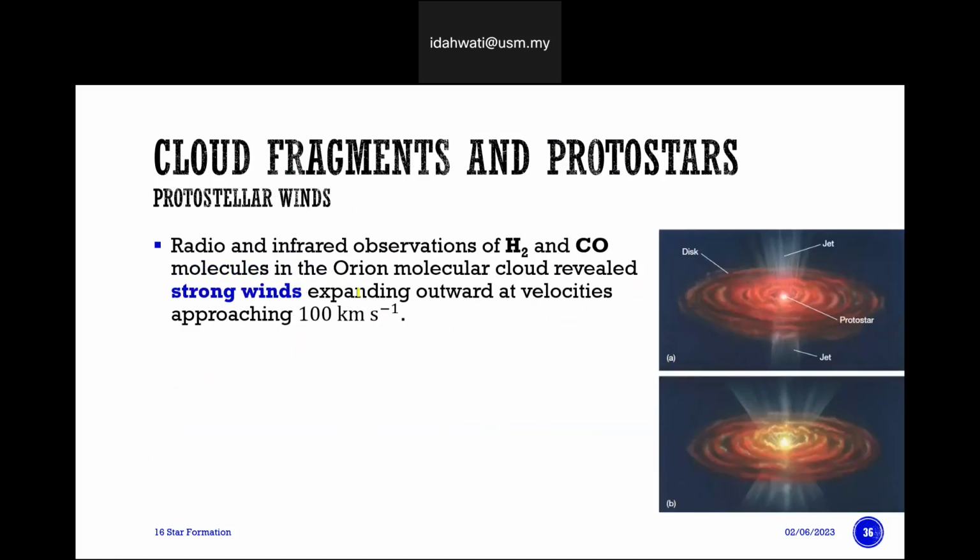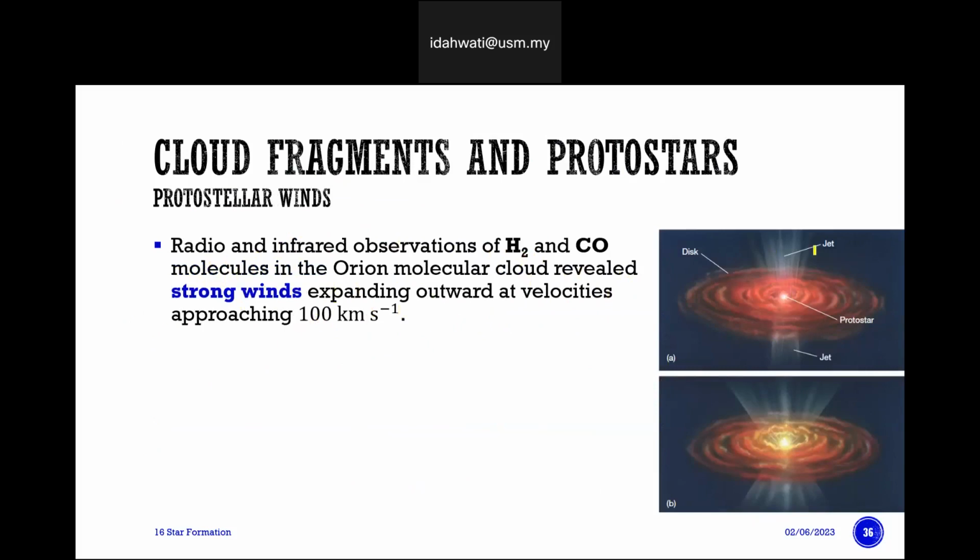Now, the protostellar winds. The radio and infrared observations of H2 and CO molecules in the Orion Molecular Cloud reveal strong winds expanding outward at this velocity.